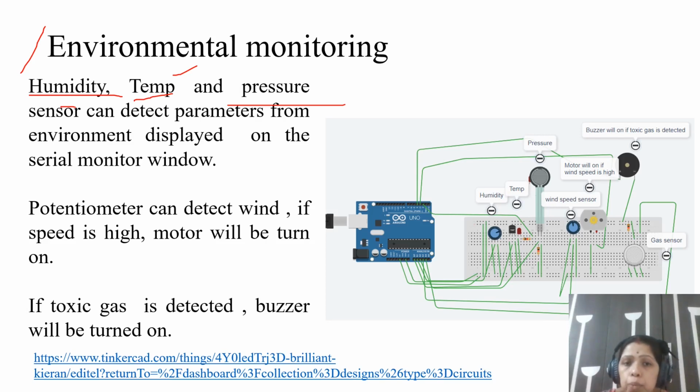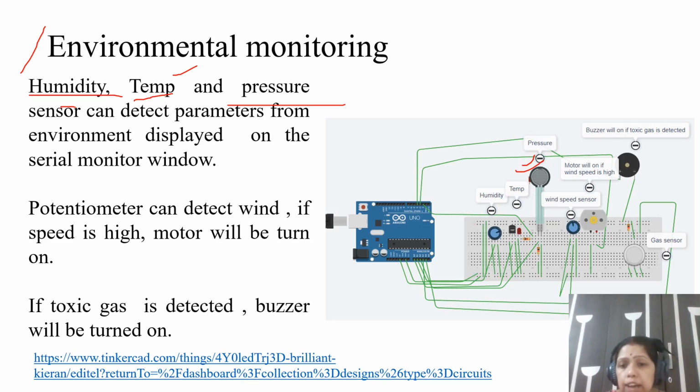Now come to the pressure sensor. In the previous lecture I used the pressure sensor. For pressure, normally you can use a force sensor. You can see this one is the force sensor. So humidity, temperature, pressure, I have already discussed. For humidity, the potentiometer.